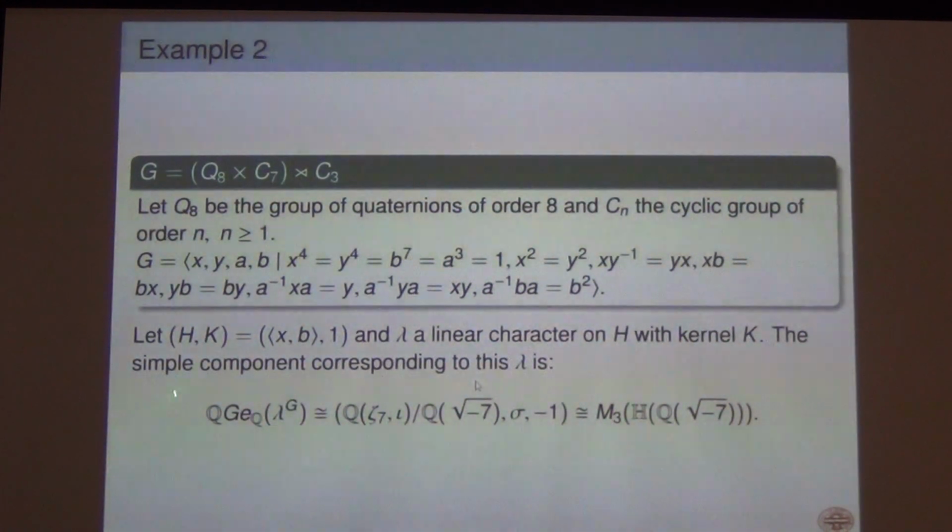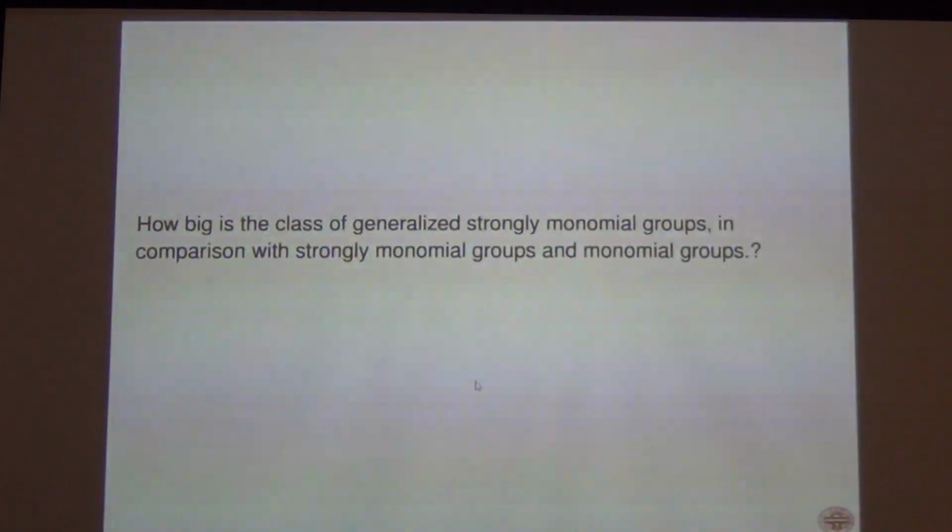I'm just talking of one simple component here because the other simple components are coming from Strong-Schur pairs for which the result was already known. There was only one Schur pair which was not a Strong-Schur pair and for which we had to work out.